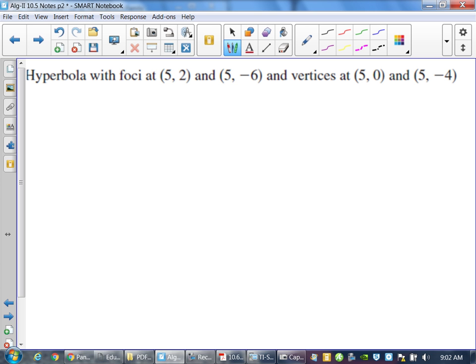Hyperbola, so you got foci and vertices. So, gee, what do you think you're gonna do? Graphing. I'm telling you, rough sketch graphs are the way to go with these things.